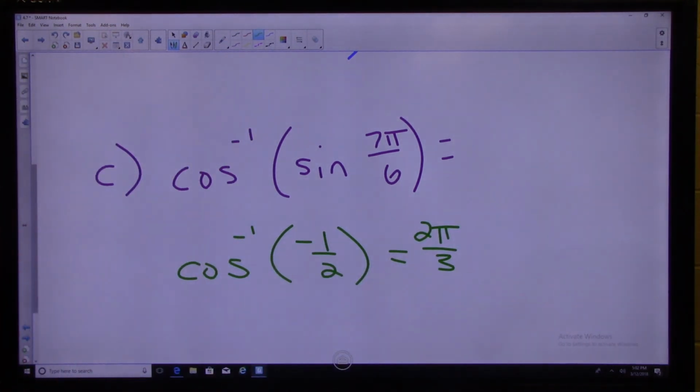There it is. Okay, I'm going to go ahead and stop this video because those are some good examples of inverse cosine. I'll stop this, and the next one we'll do is inverse tangent.